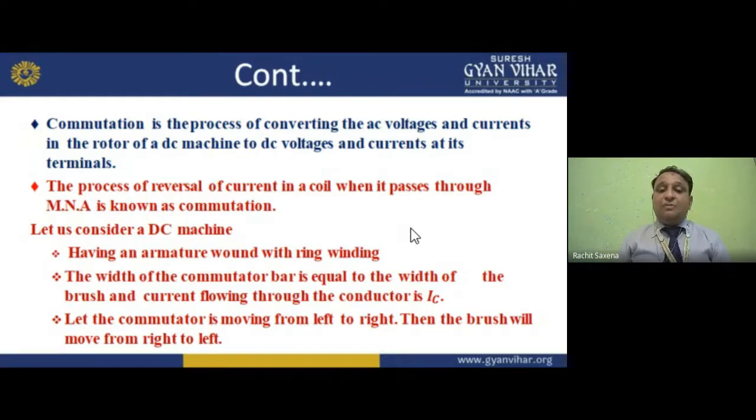The width of the commutator bar, which we place, is equal to the width of the brush, and the current flowing through the conductor is IC, the conductor current. Okay, I hope you understand.